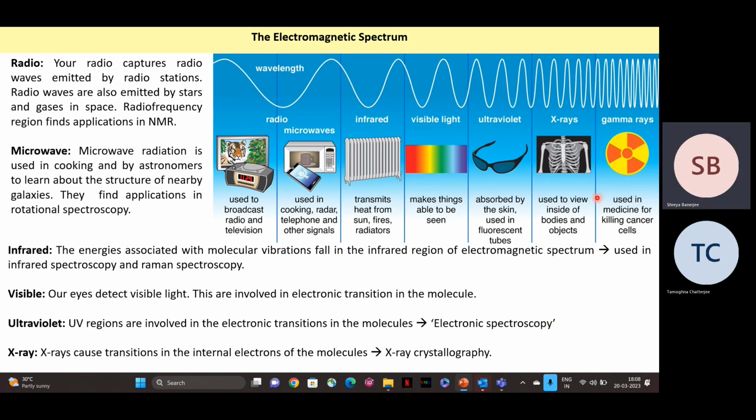X-rays can be used to view the bones of our body, and they cause transitions in the internal electrons of the molecules. If you remember, an X-ray knocks out one of the inner electrons, leaving a vacancy which is filled by the outer electrons, and that results in emission of a characteristic X-ray. So that is used in X-ray crystallographic studies.